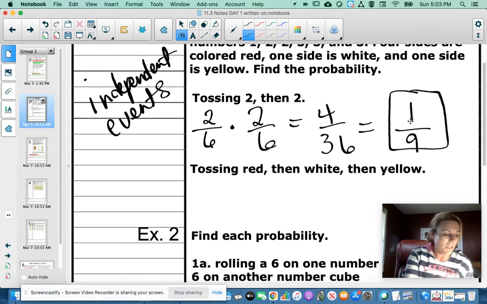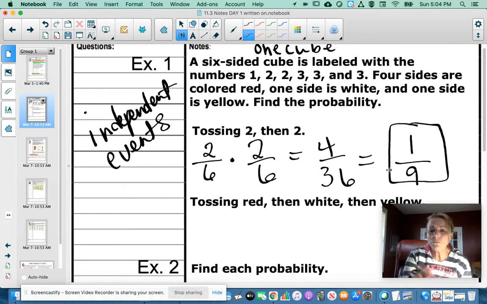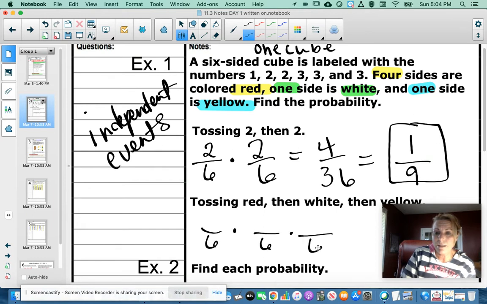Now we're going to find the probability of tossing a red, then white, then yellow. Up here, we just tossed a 2, then a 2, two different probabilities. Now I'm going to have 3 different probabilities multiplied together. Let's go back up. 4 of the sides are red, 1 side is white, and 1 is yellow. Again, there are 6 sides. The denominator is still going to be 6, 6, and 6.